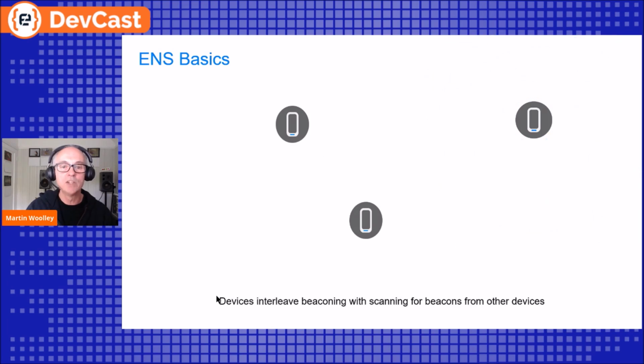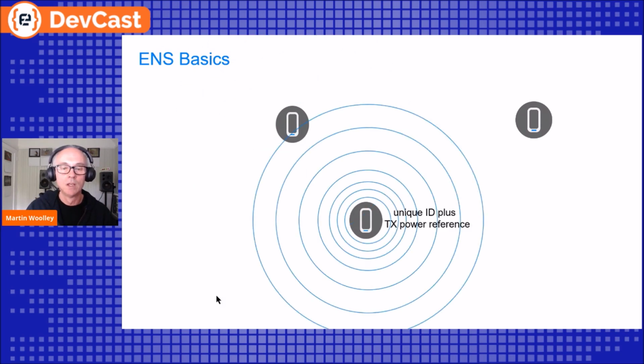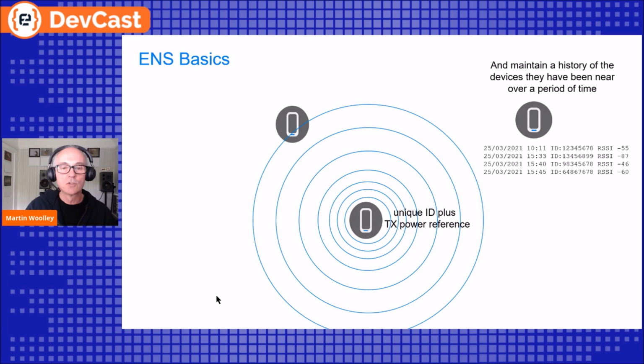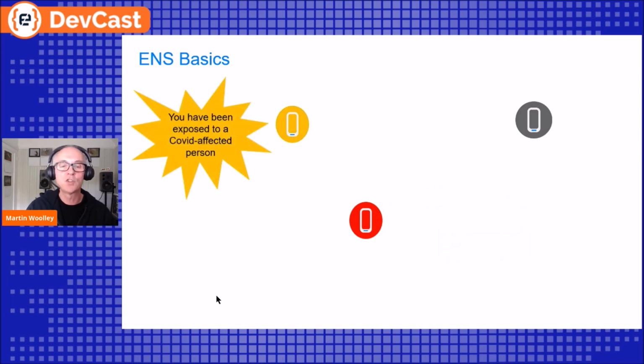Now, each device interleaves broadcasting beacons containing its own unique ID with listening for beacons from other devices. And they collect details of the devices that they've encountered, with each such event known as a sighting. Then users who develop COVID-19 symptoms or maybe have a positive test result voluntarily disclose their status. And then the system arranges for everyone that's been near to the affected person to be notified that they may have been exposed to the virus.